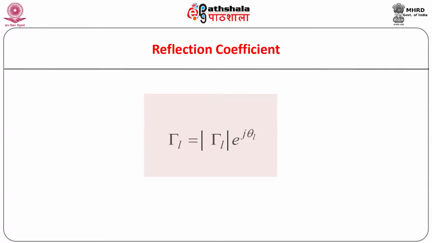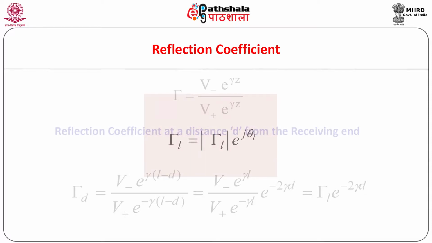Accordingly, the reflection coefficient at the load is expressed as shown. Here, the modulus of tau L, which represents the magnitude of the reflection coefficient, is less than or equal to unity. The phase angle theta L is the phase difference between the reflected voltage and the incident voltage at the receiving end of the transmission line. It is also called the phase angle of the reflection coefficient.